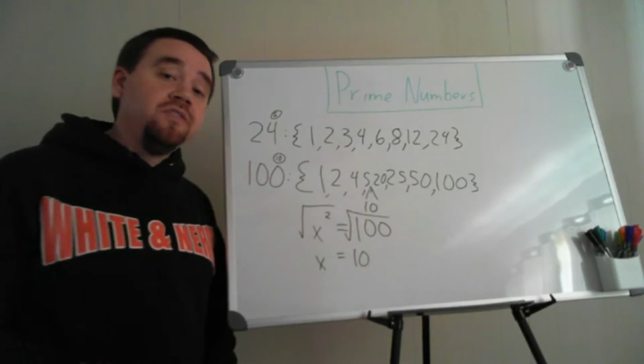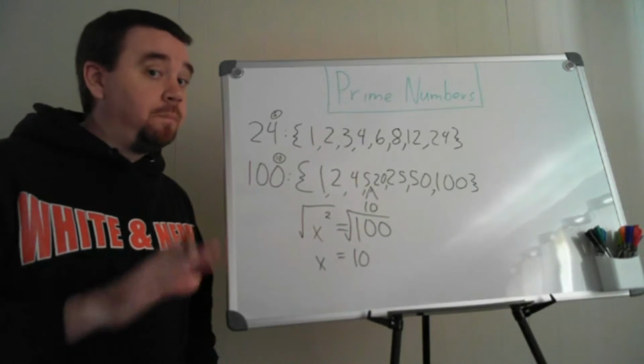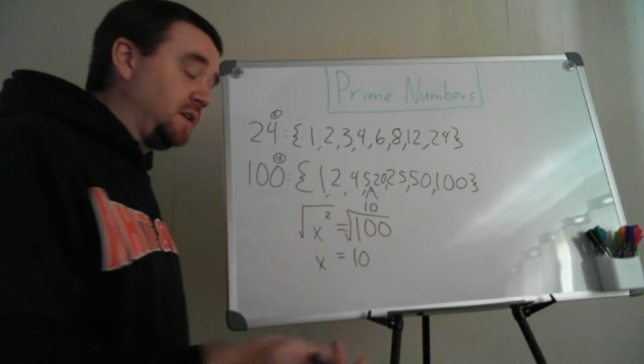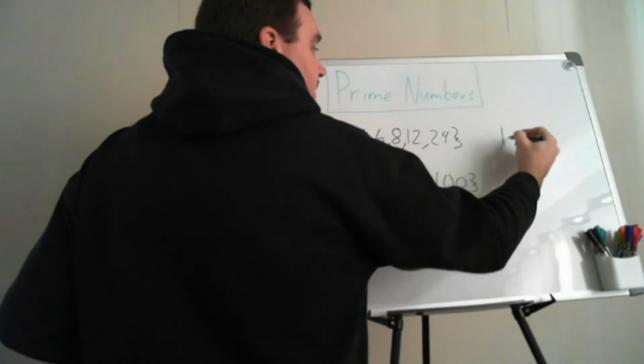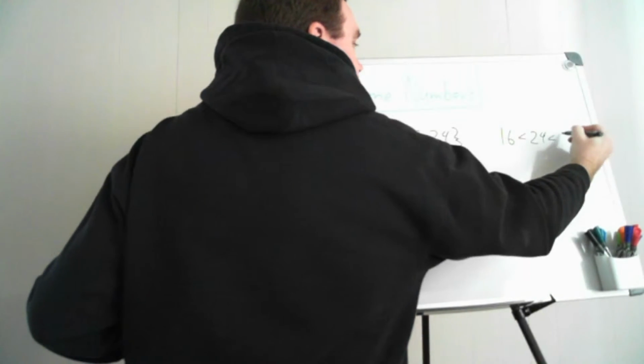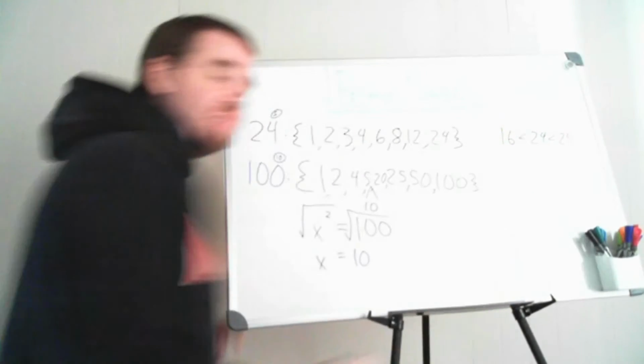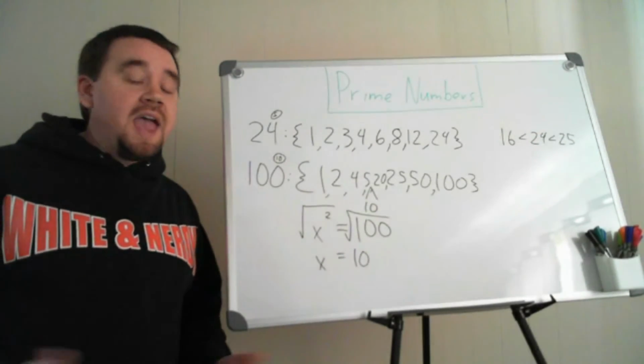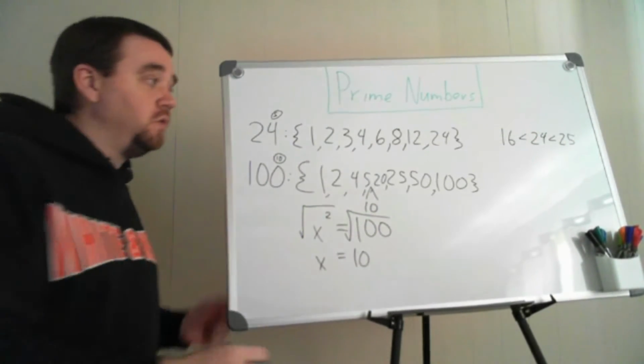24. 24 is not a perfect square, but we know something about it. Okay, I can write this inequality here. 16 is less than 24 is less than 25. Okay, that's obvious. And I can find the square root of all three of those. That keeps the inequality valid.